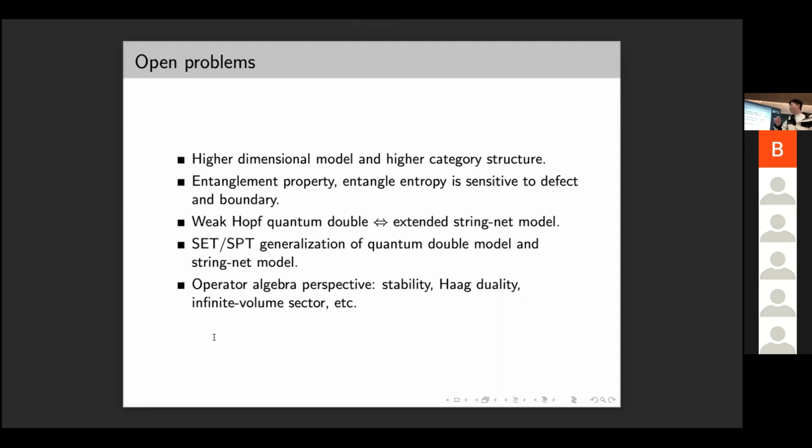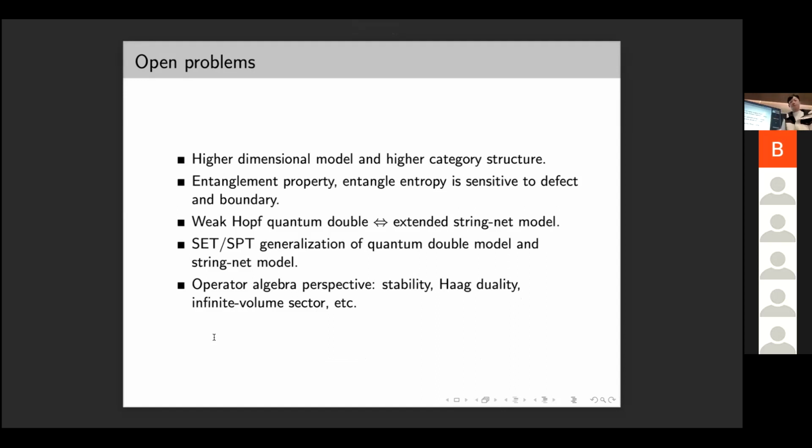Because we have investigated this quantum double model and the multifusion string-net model, the next question is: can we just generalize this into the higher dimension case? Another one is: what is the entanglement property?